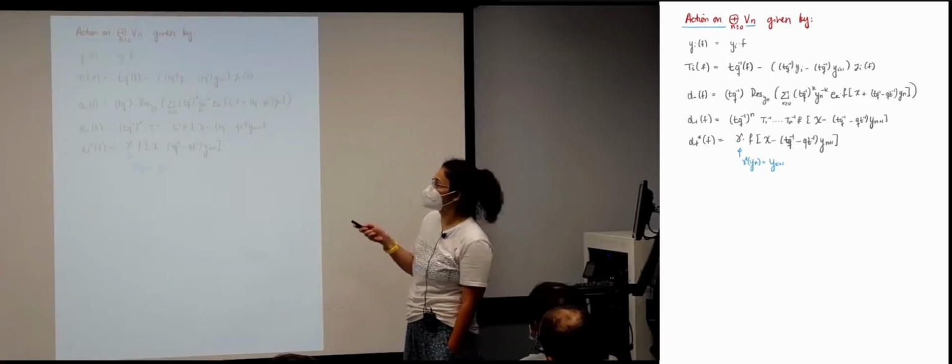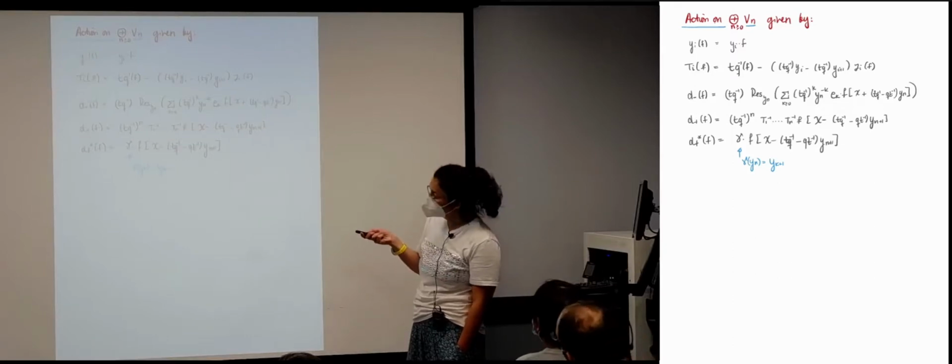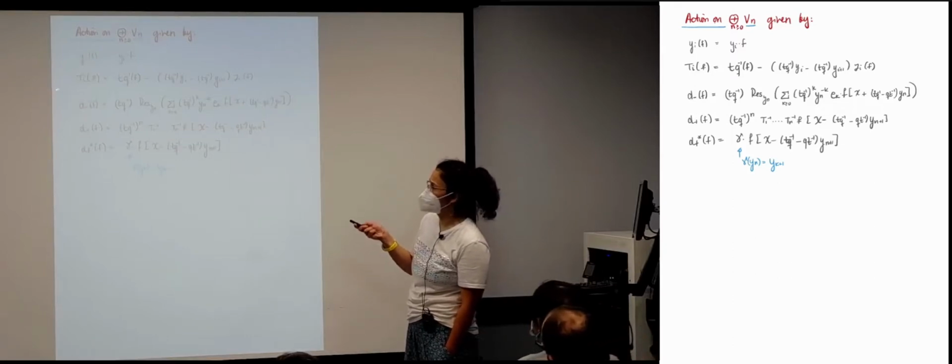So this is very old. This goes back to Lusztig. In addition, we have these much more interesting actions, right? So d minus is going to act, as you see, by this very complicated formula.